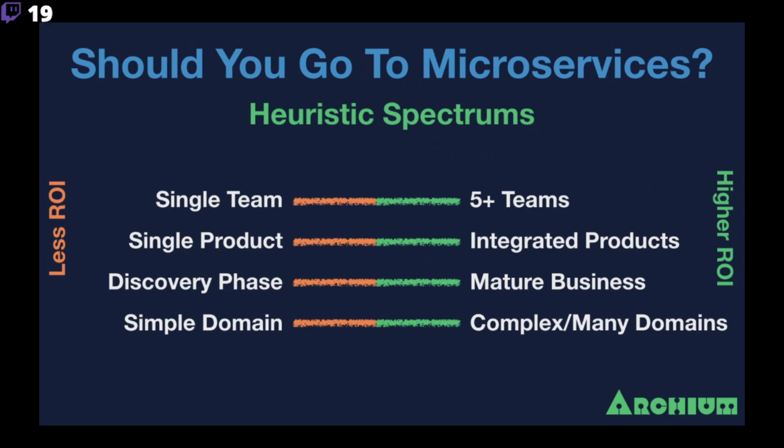Again, if you have a single product in your business, you'll get less value than if you have multiple products that are integrated with each other. If your business is still in a discovery phase, then that might limit your ROI because you might end up wanting to change lots of things as the first few years go on through the business. And when you have things split into microservices, change becomes quite hard.